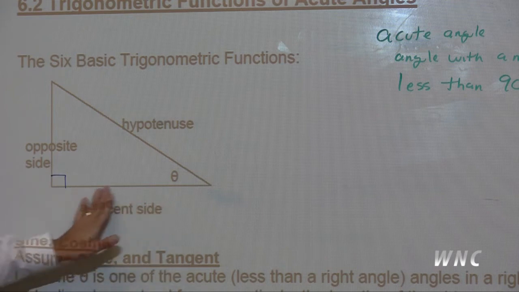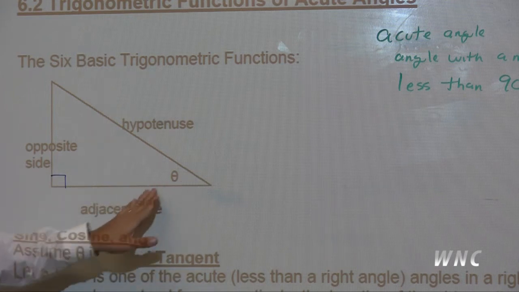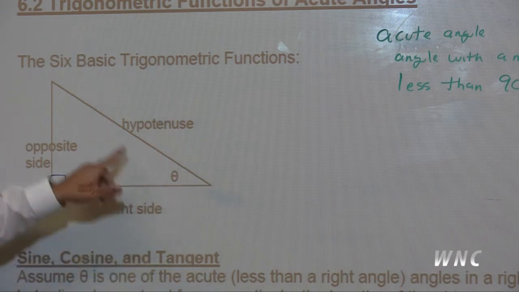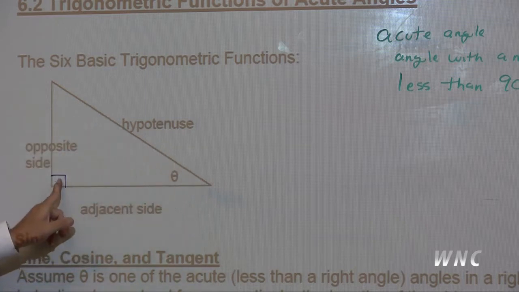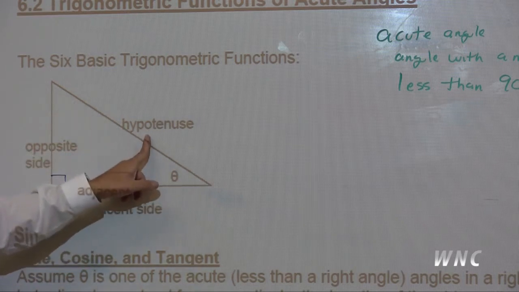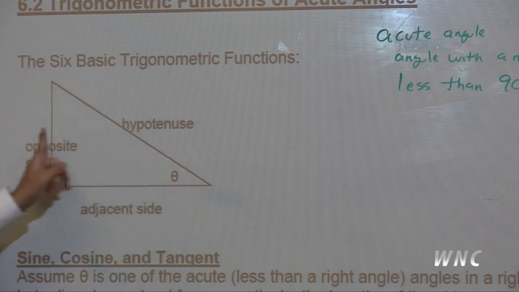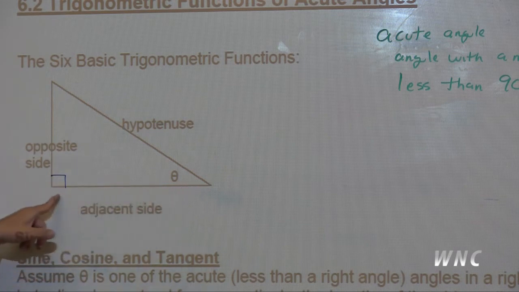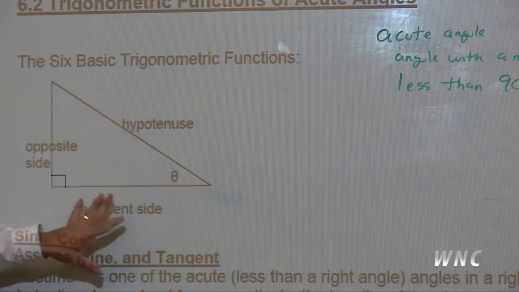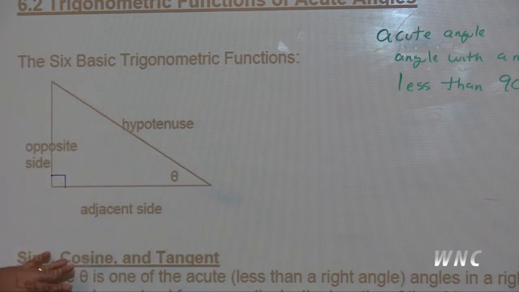This side down here is right next to the angle. It helps make up the angle. It is adjacent to the angle. This side that's opposite the right angle is the hypotenuse. So the hypotenuse is opposite the right angle. The opposite side of the angle is over there, and down here is the adjacent side of the angle. This is important in the context of what we're going to talk about when we talk about sine, cosine, tangent, also cosecant, secant, and cotangent.